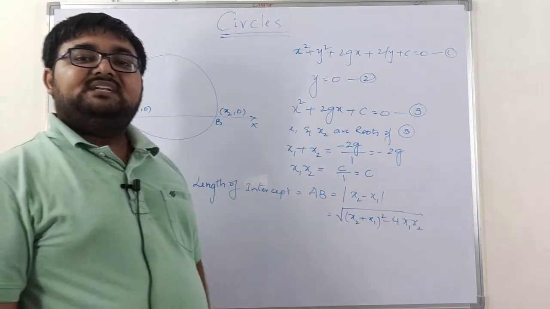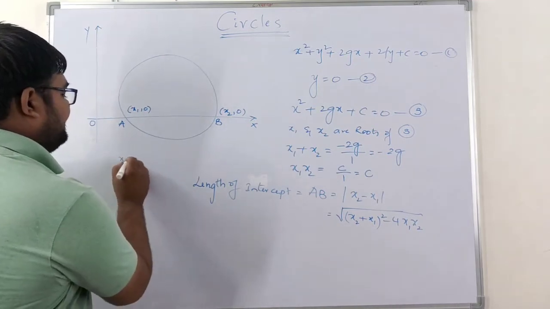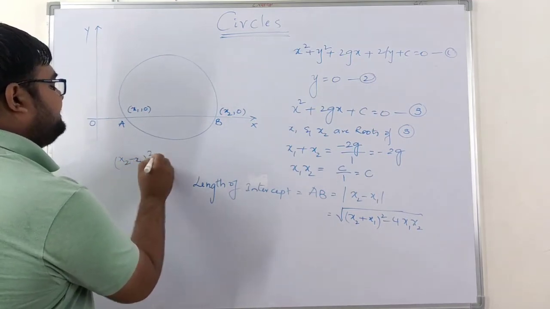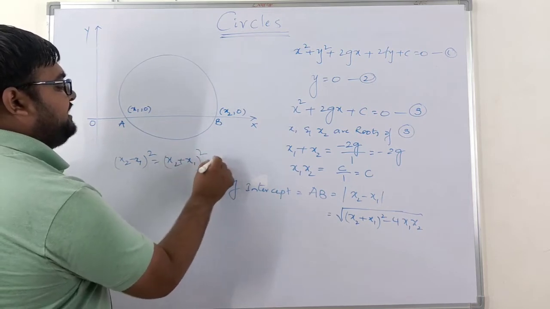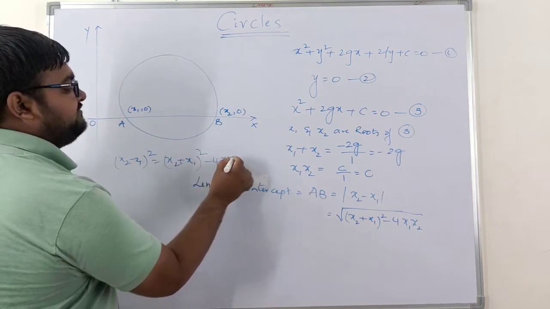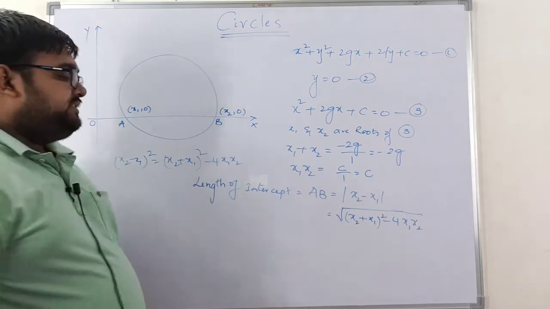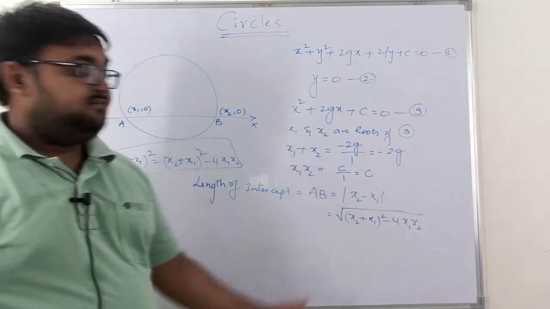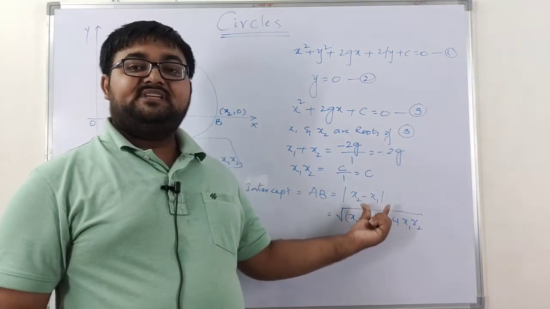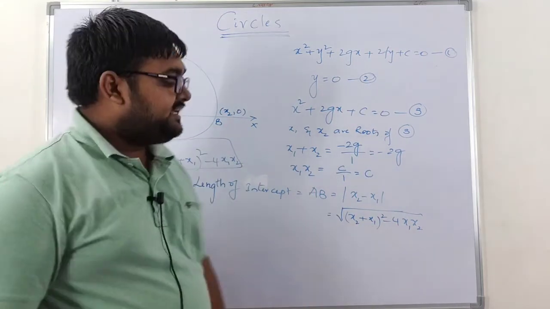We already know that identity. What is that identity? (x2 minus x1) whole square is equal to (x2 plus x1) whole square minus 4 x1 x2. From algebra we have this identity, and we are making use of it here. Therefore the modulus of x2 minus x1 is the square root of (x1 plus x2) whole square minus 4 x1 x2.